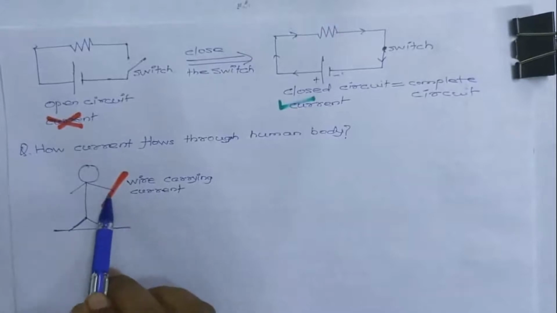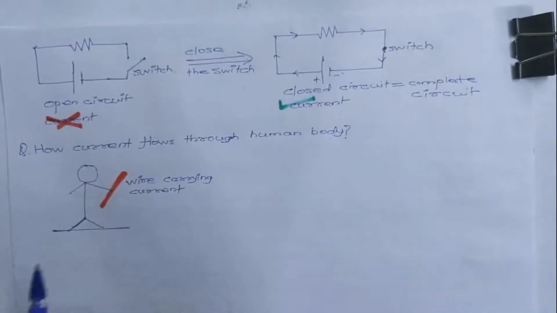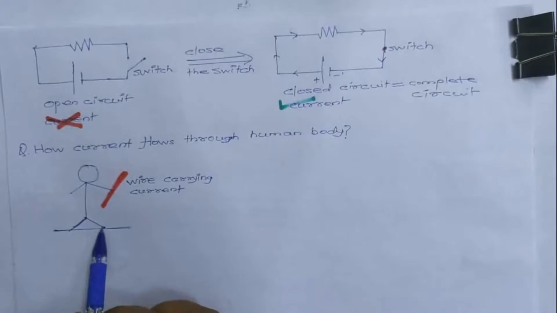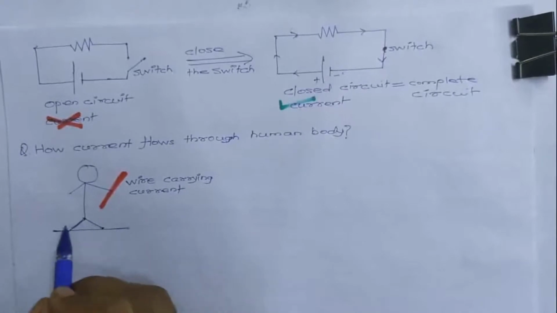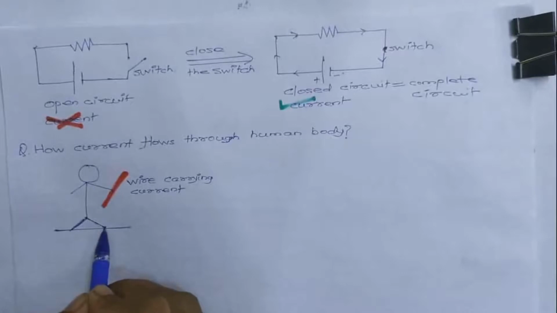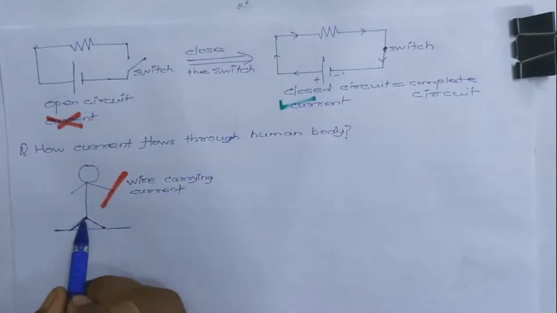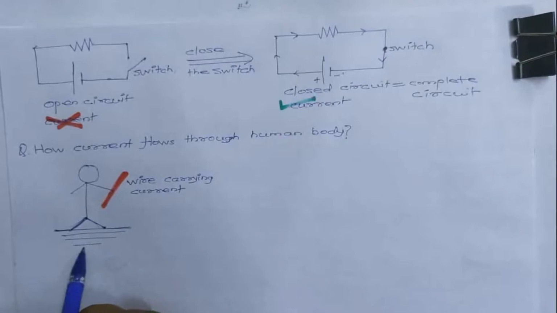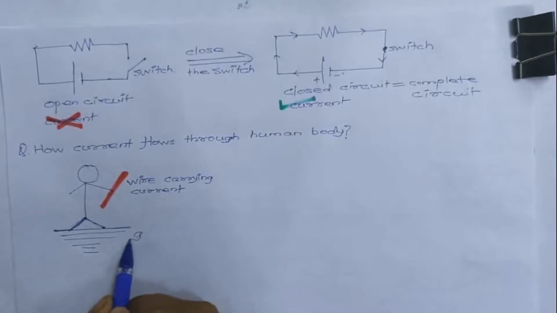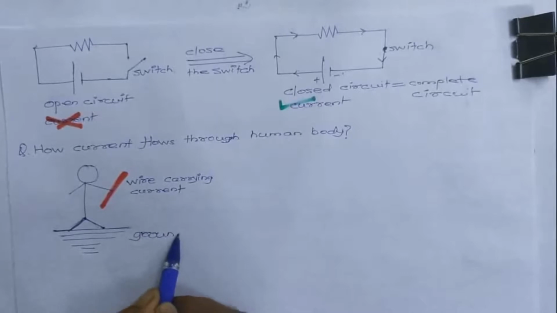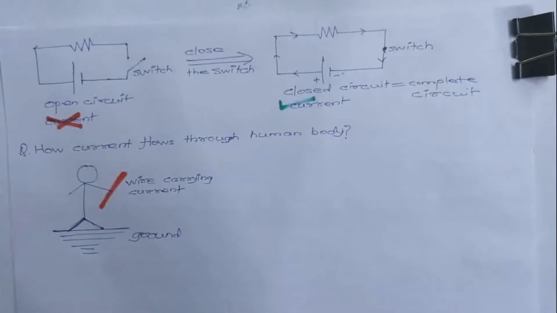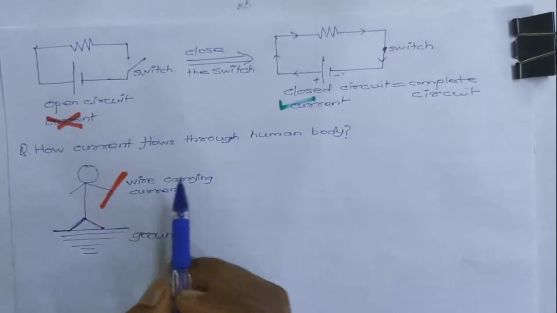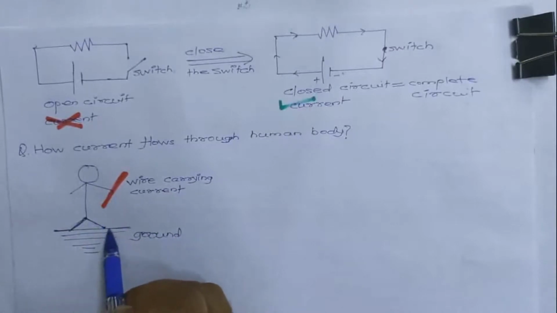If you go and touch this wire, and your feet, considering that you are barefooted, it is essential that you are barefooted, just keep in mind, means you are not wearing any slipper or shoes, your feet are directly in touch with the ground, we represent ground this way in electricity. What will happen? You will get a shock, an electric shock. Shock means electric current flows through the human body.